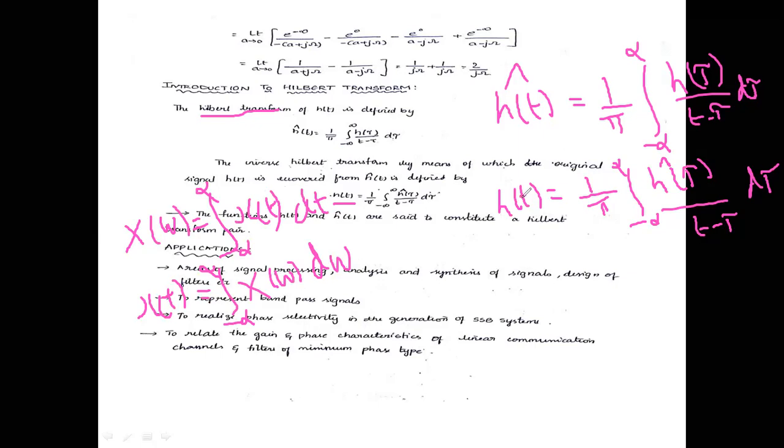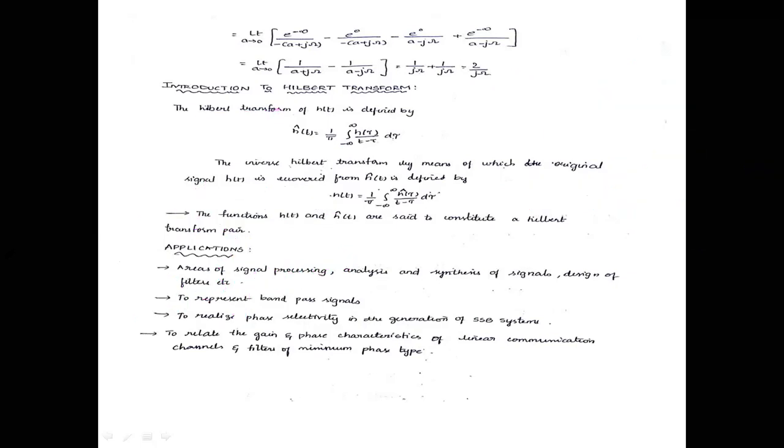Understood? But I am changing here the h of t whole bar. If any confusion is there, simply you can keep this as a tau. H of tau as an inverse Fourier transformation. Keep it as a t. And this is tau minus t and the dt. Nothing is changed. Follow my dear students.